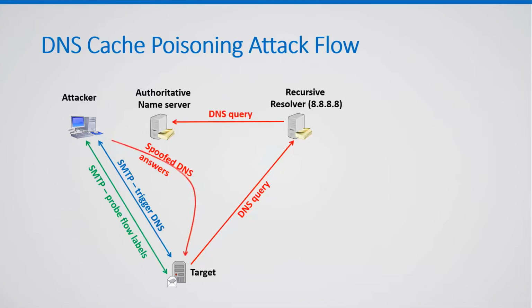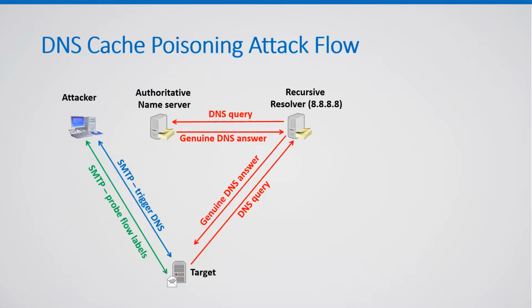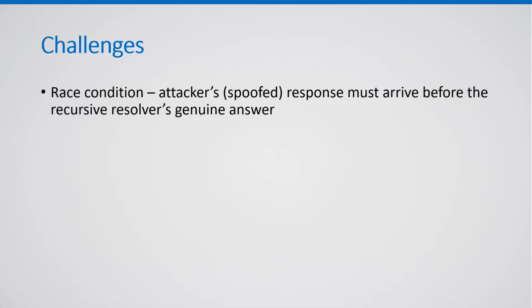The recursive resolver resolves the DNS query and sends the genuine answer to the target machine, at which time the attack becomes ineffective, because the stub resolver uses the first answer that matches the query and drops subsequent answers, so the attacker can halt the attack. And that concludes a single attack attempt cycle. One challenge of this technique is a race condition. The attacker's spoofed response must arrive at the target before the recursive resolver's genuine answer.